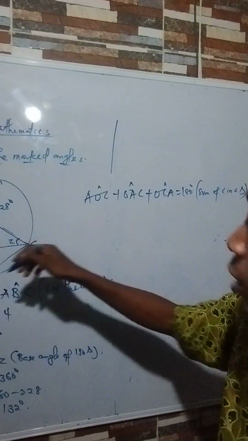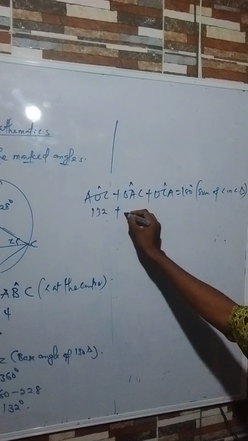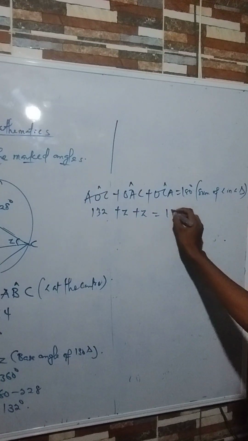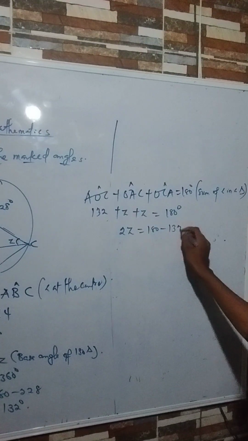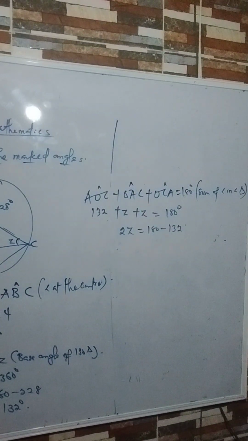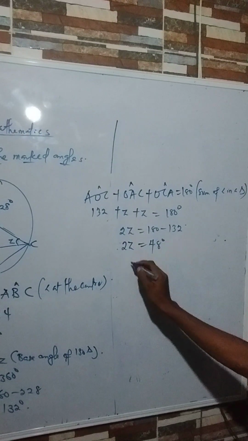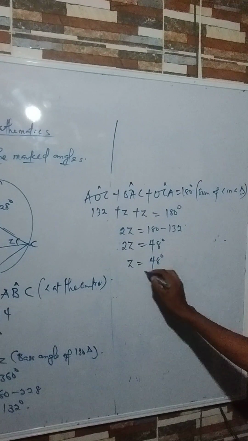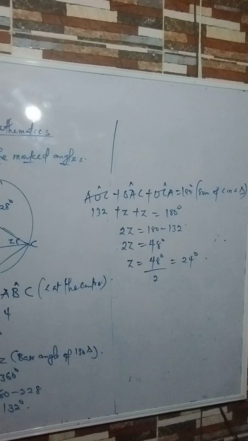So what is your AOC? Your AOC is 132 plus, these are base angles, so here is letter Z plus Z is equal to 180 degrees. So 2Z is equal to 180 minus 132. You can see that with this, I've been able to make your work easy for you. So this will give you 2Z is equal to 48 degrees. So what's your Z now? Your Z is equal to 48 degrees over 2, which is equal to 24 degrees.